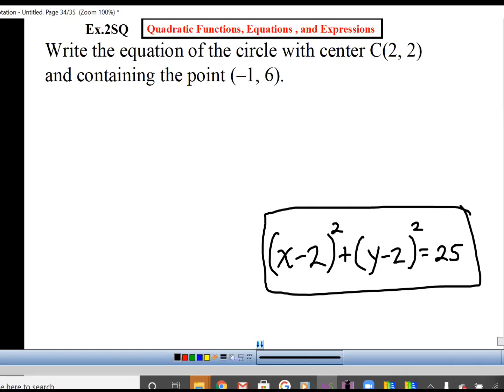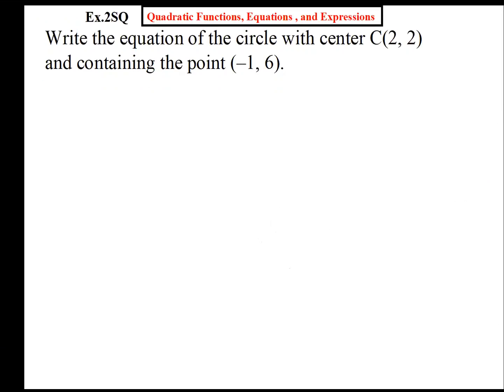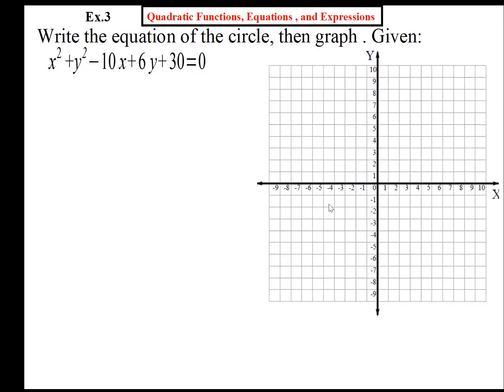You're going to need your graphing or your coordinate plane. Here we go. Example 3. Copy this, please. It reads, write the equation of the circle, then graph, given that x squared plus y squared minus 10x plus 6y plus 30 equals 0. You're like, oh, snap, Mr. Q. Oh, yes, we got this. Copy that, please. I'll give you some time.